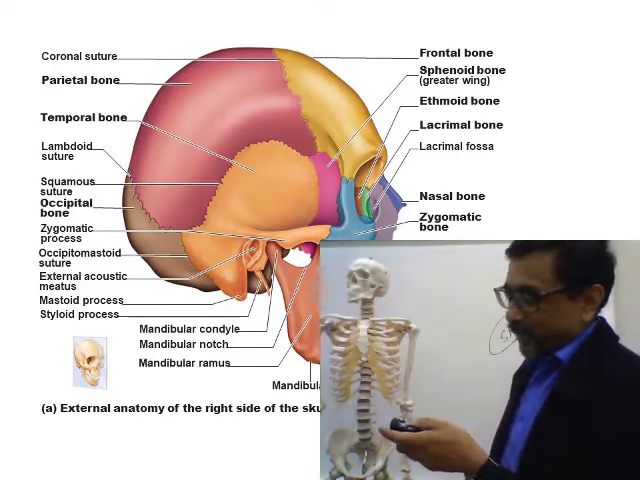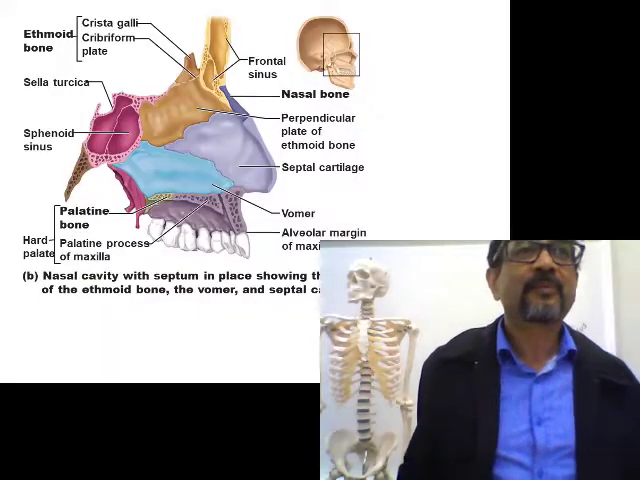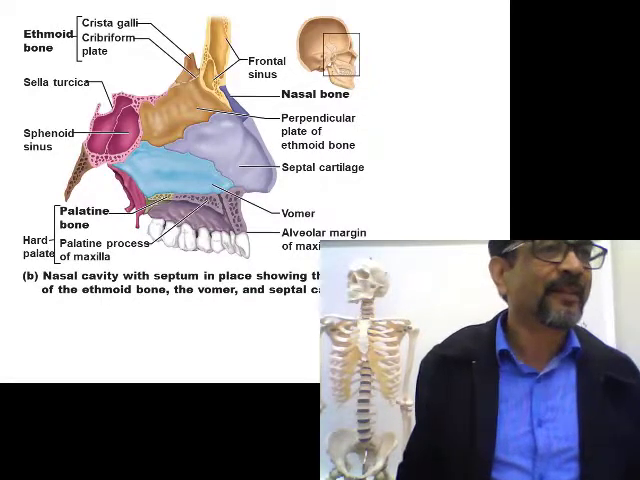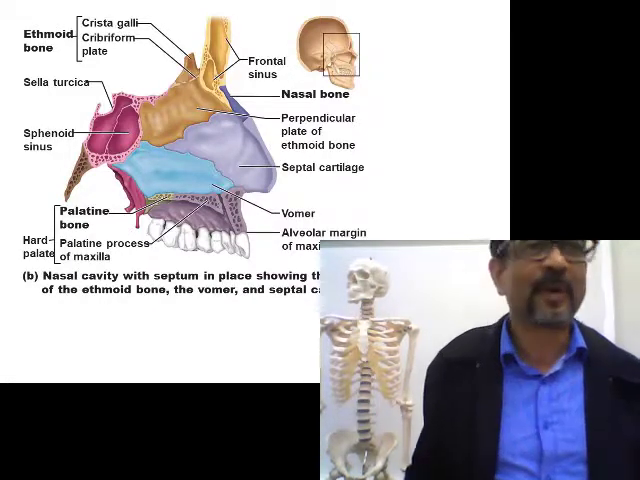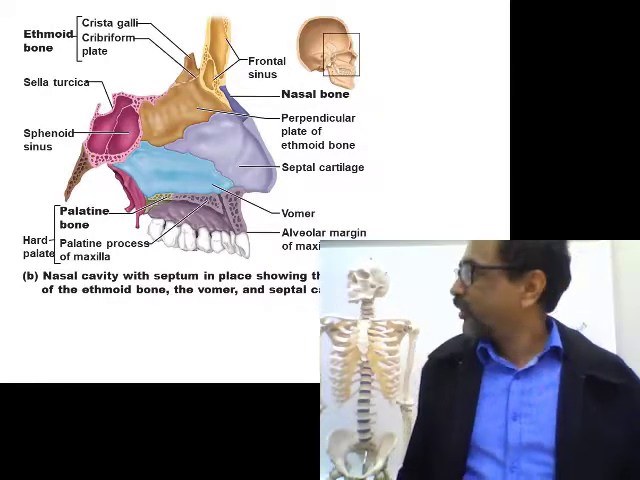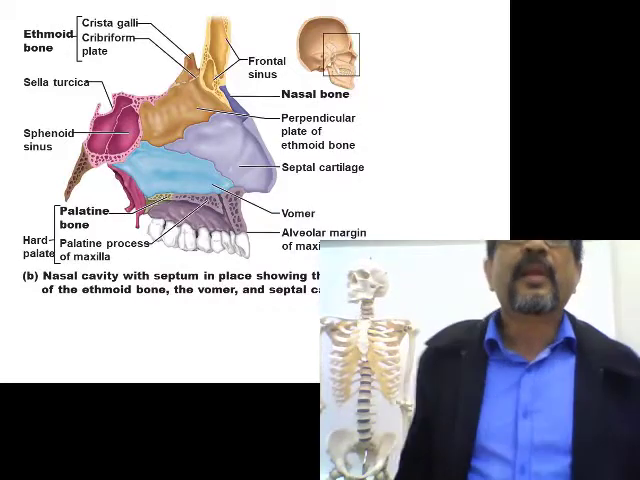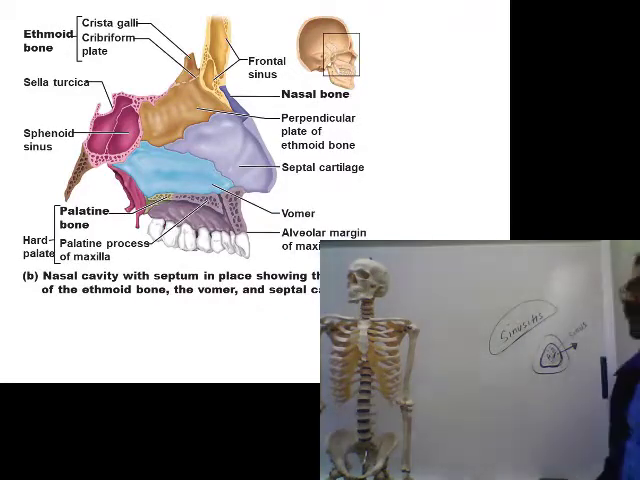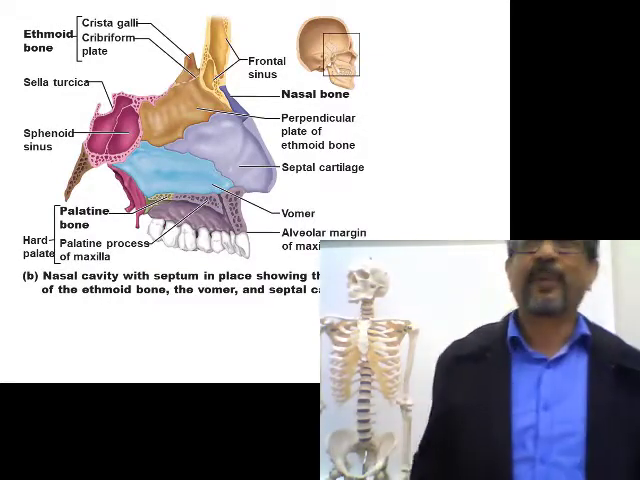Palatine bones. Palatine bones, from its name, you can tell what it does, right? Palatine bones form what? The palate, right? Hard palate. Since it is bone, it must form the hard part of the palate, right? So, two palatine bones joined together to form part of the hard palate. Only posterior 1/3 of the hard palate is formed by palatine bones.